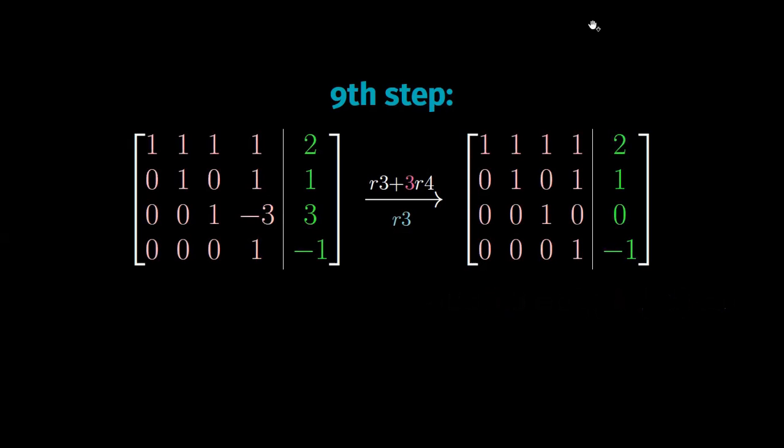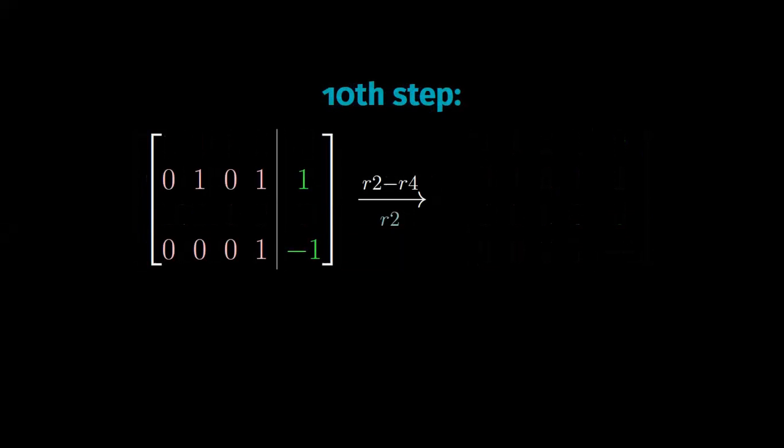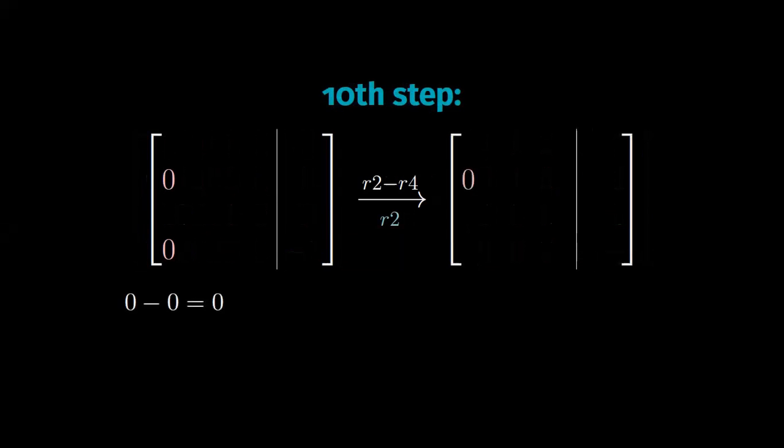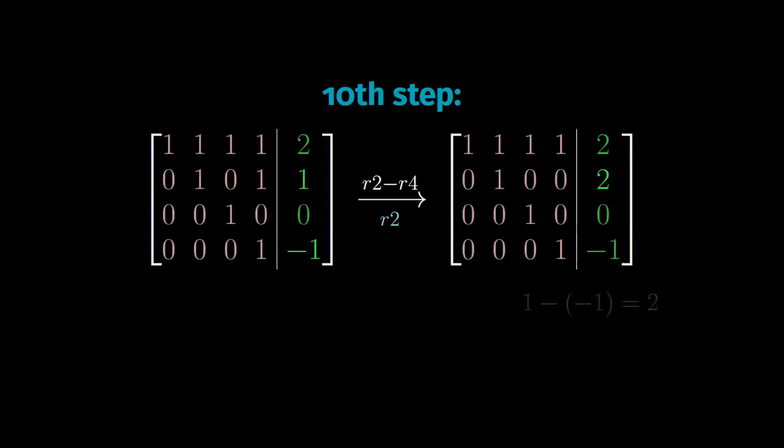Now we would like to eliminate the number 1 that we have here. And we proceed as follows. We are going to do R2 minus R4, and we are going to write the result into the second row. So let's start. 0 minus 0 is 0. 1 minus 0 is 1. 0 minus 0 is 0. 1 minus 1 is 0. And 1 minus minus 1 is equal to 2. And we obtain a new matrix with an extra 0.